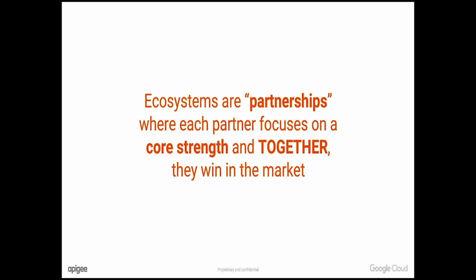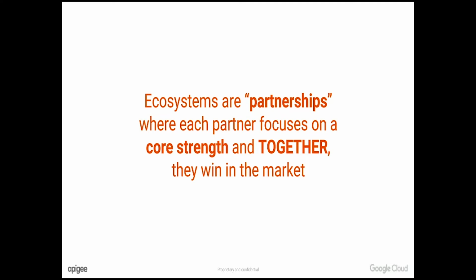Ecosystems, lots of definitions of ecosystems, but for the purpose of this discussion today, ecosystems are partnerships where each partner is focused on the core strength, and together you and your partner win in the market. That's what ecosystems are all about.